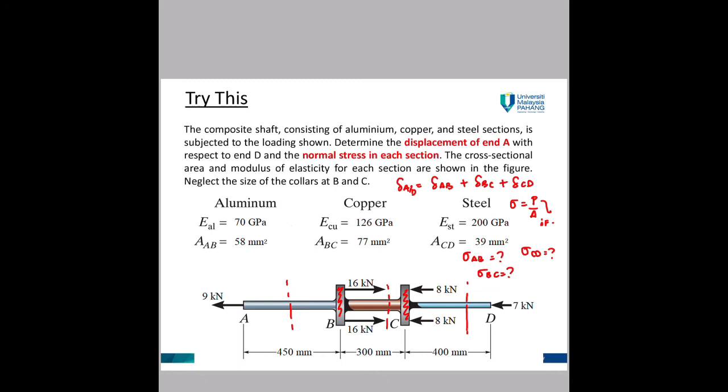The displacement AD is equal to negative 7.266 times 10 power of negative 5 meter. Okay, if you get AD correct, then your stress should be correct.